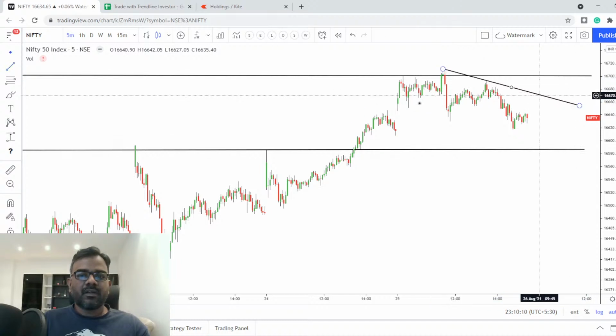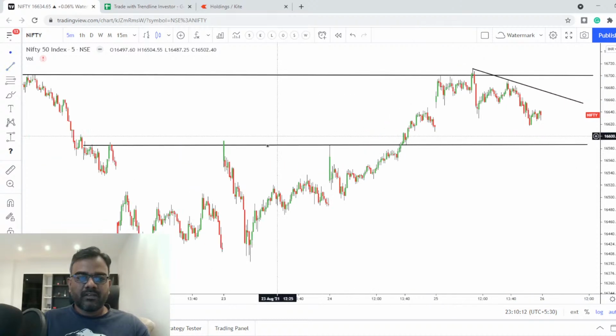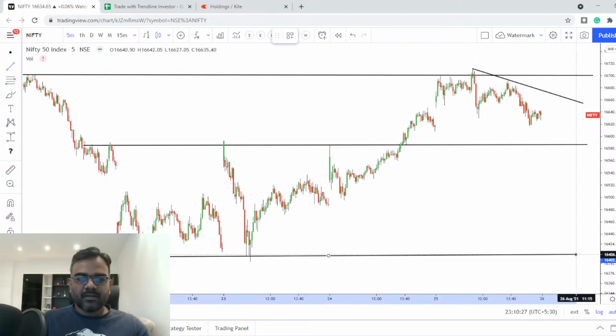We've again formed lower highs and lower lows. We reversed that trend over here, but again we are forming lower highs and lower lows. So the trend is kind of flat. I'd say we are stuck between 16,400 and 16,700 range. So that range is probably going to act as some short-term zone for now.